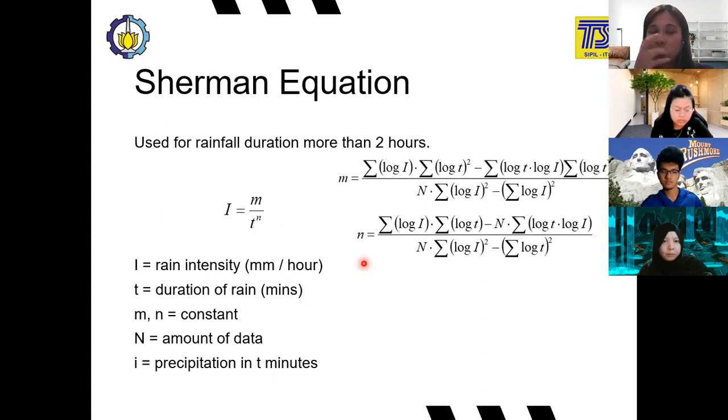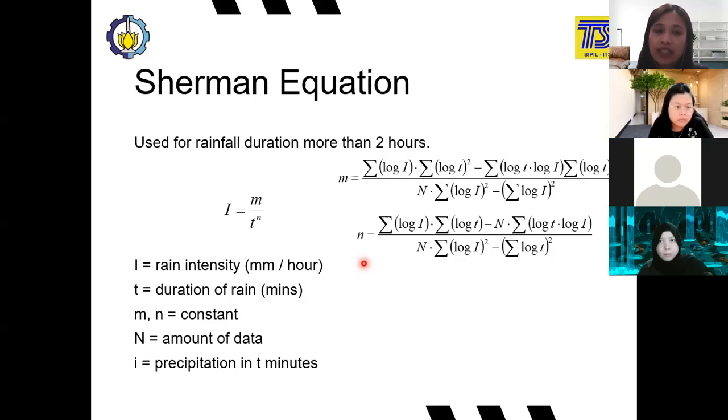There's also the Sherman equation. It's quite different from the previous one because here we use a logarithmic formula for the constants. You get the rain intensity equals m, which is a constant, divided by t, the duration of the rain, to the power of n, which is also a constant. We can use the Sherman equation if we have a rainfall duration of more than 2 hours.